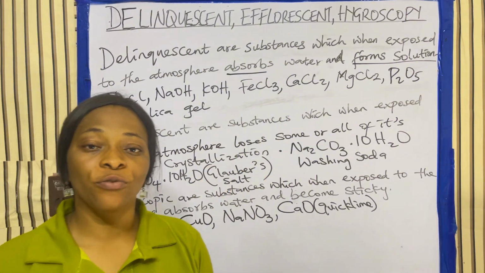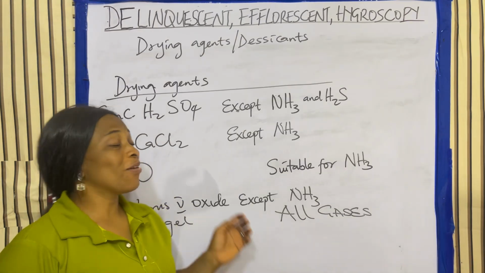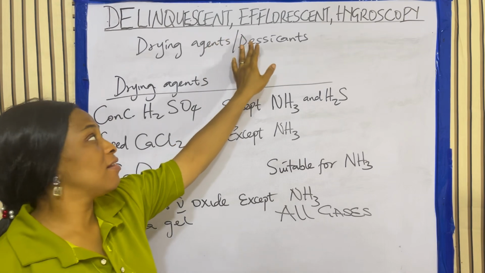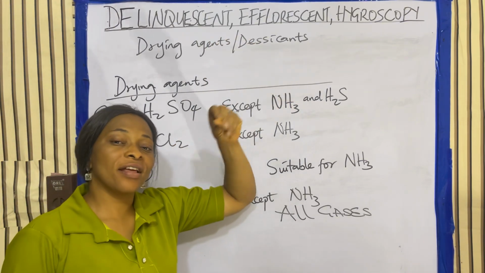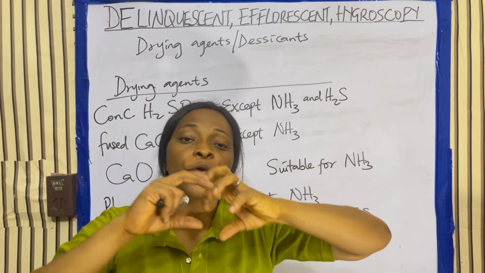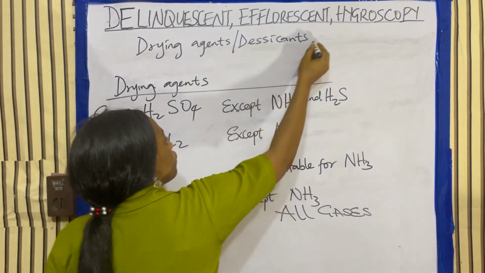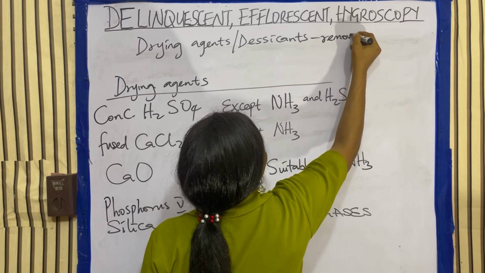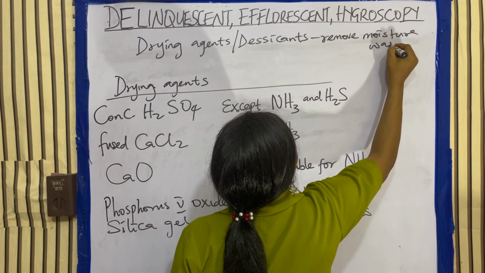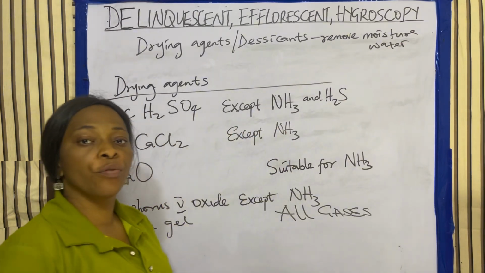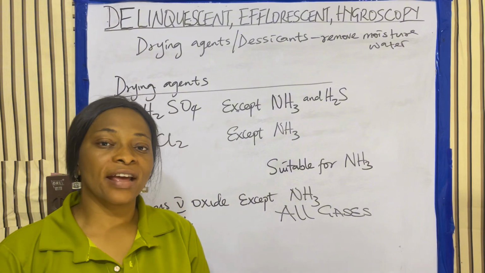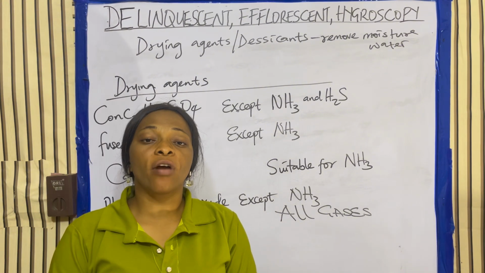Then we move over to drying agents. Okay, so let's look at drying agents. Another name for drying agents is desiccants. Drying agents or desiccants are those substances that are used to remove moisture from substances. Moisture means water. Any substance that helps to remove water from another substance, we refer to it as a drying agent.